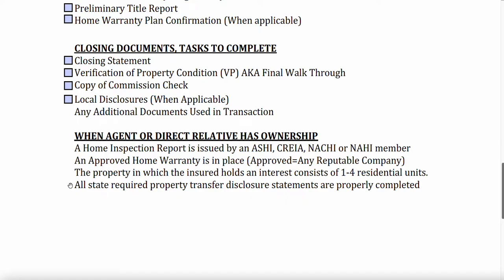And this is just a requirement by our E&O provider that when an agent has a direct relative or has ownership, there must be a home inspection done.